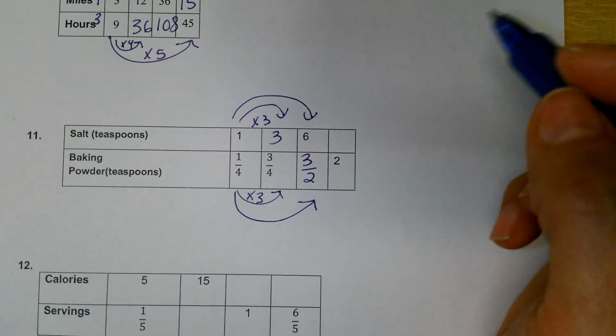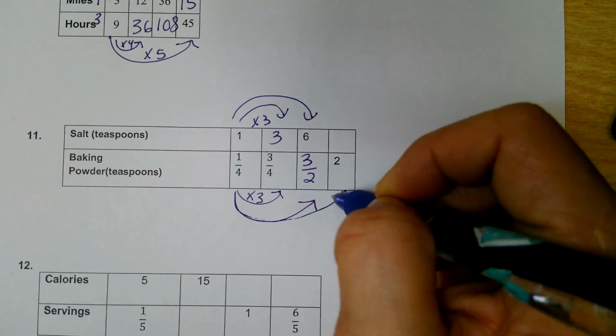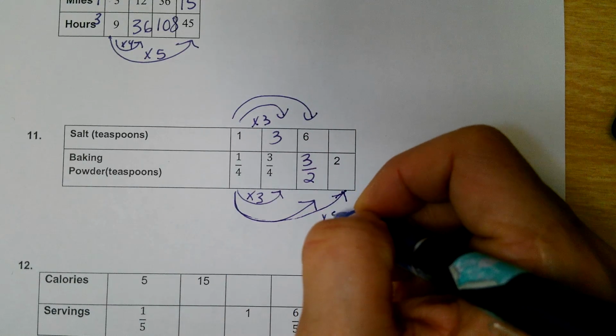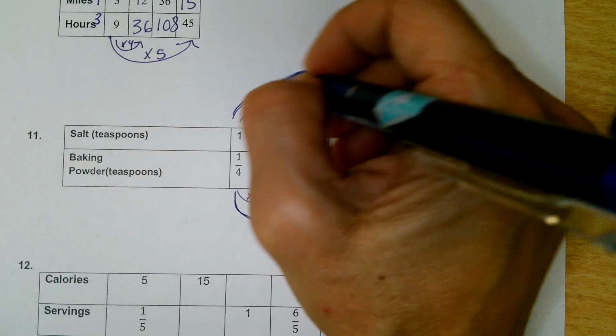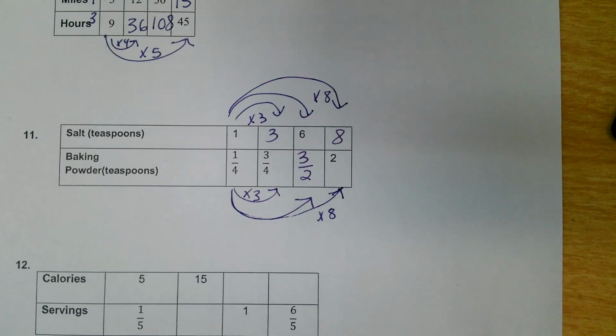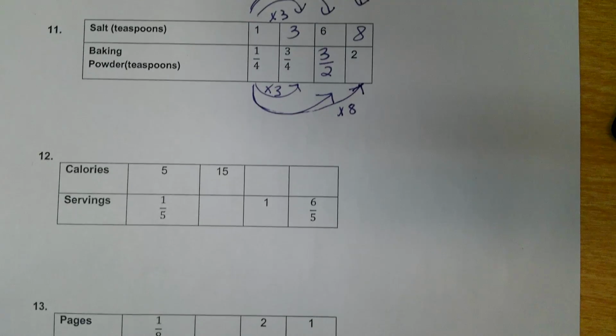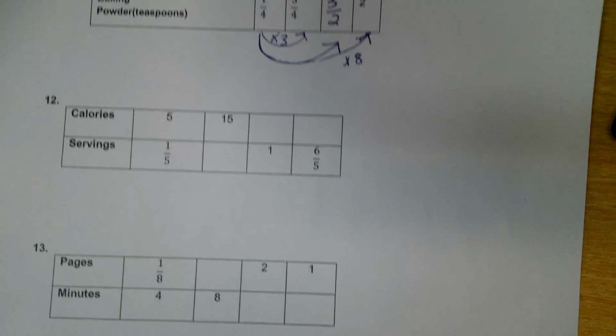And then you have 1/4 and 2. 1/4 times 8 is 2. So 1 times 8 is 8. Okay, so just kind of use your clues. And using 1 is probably the easiest way to go. Looking at the next one.